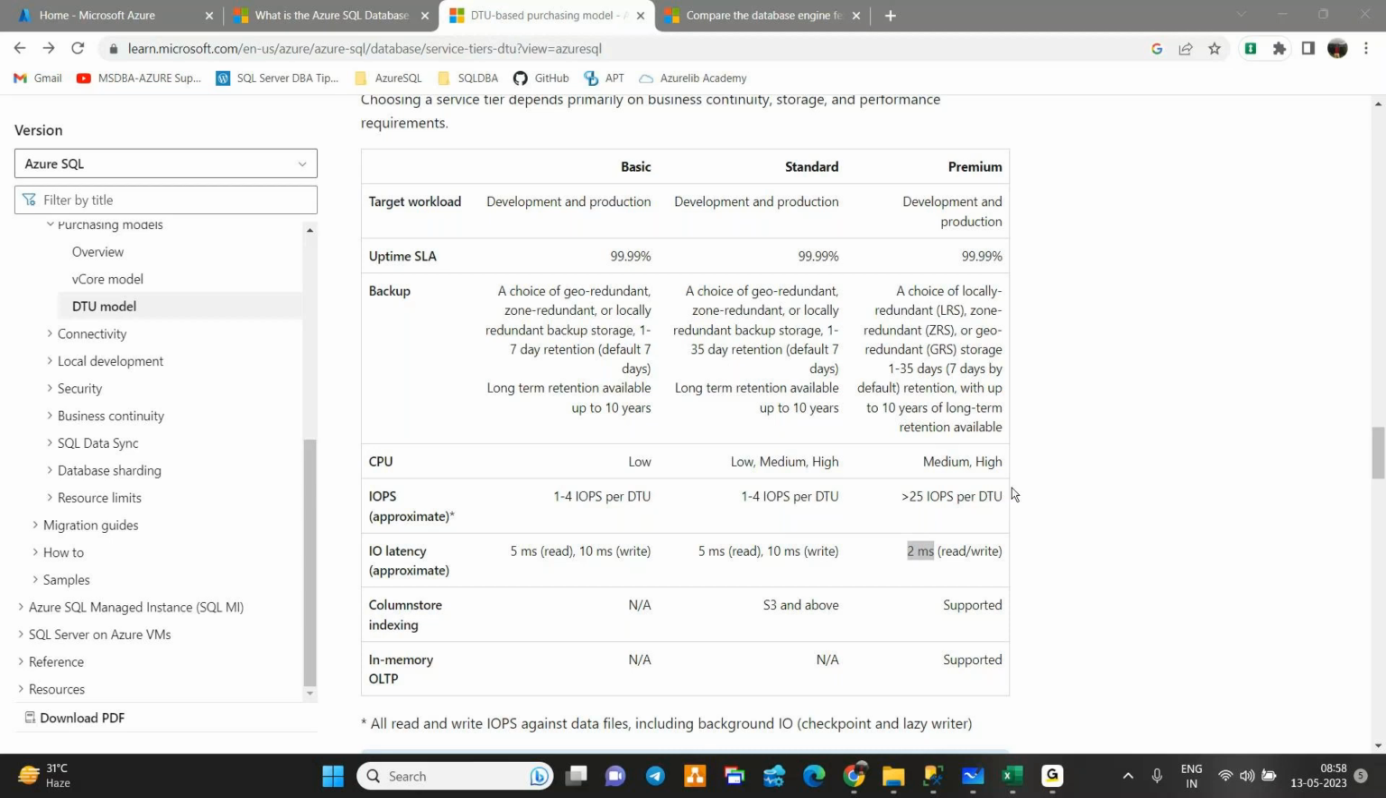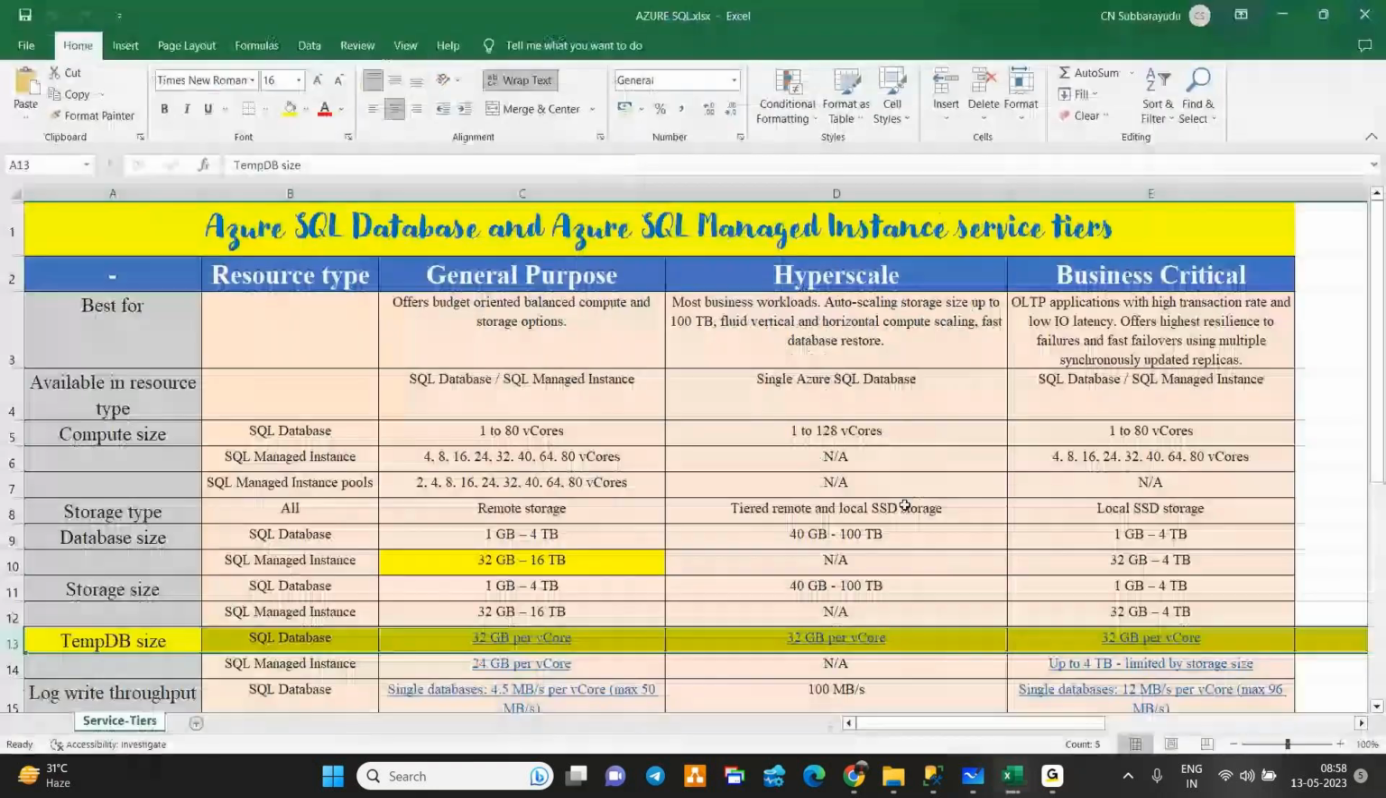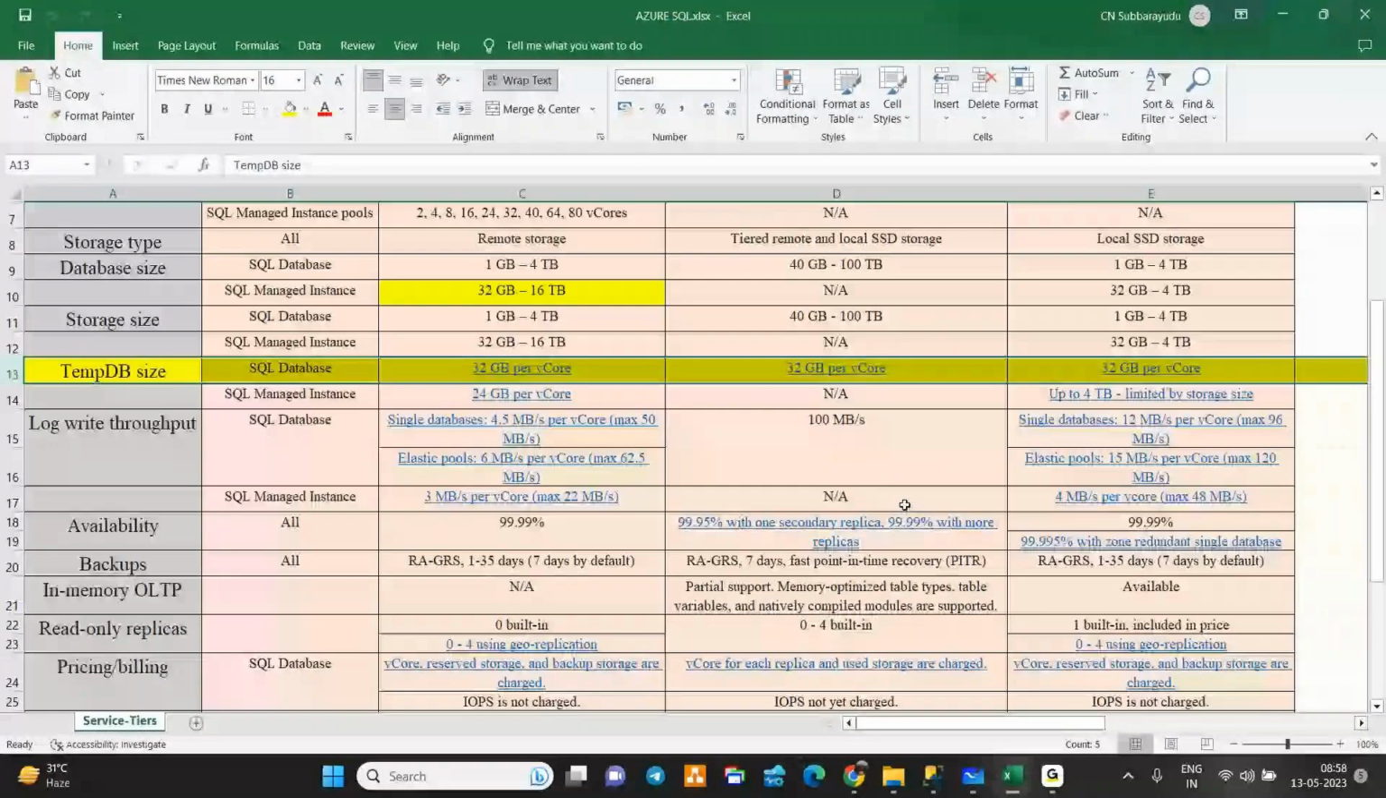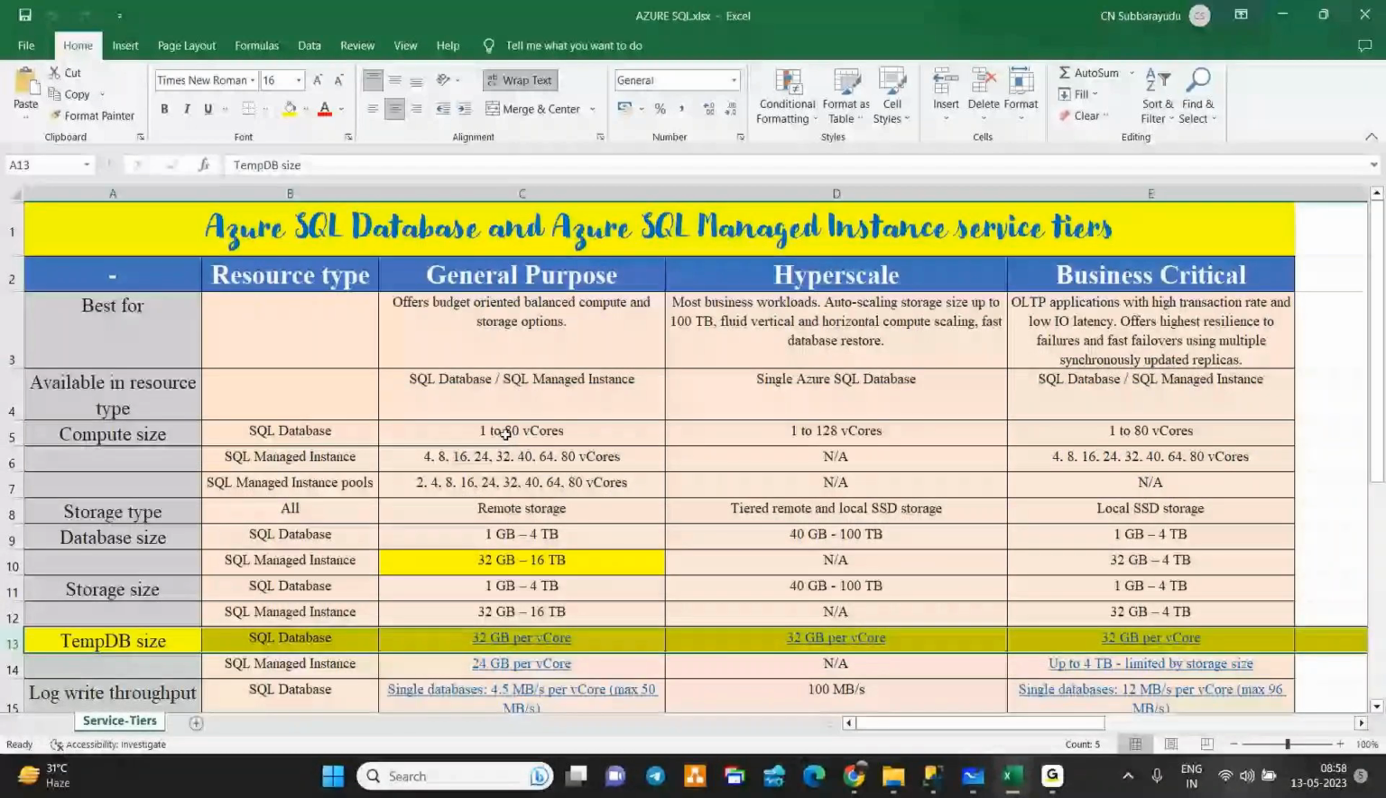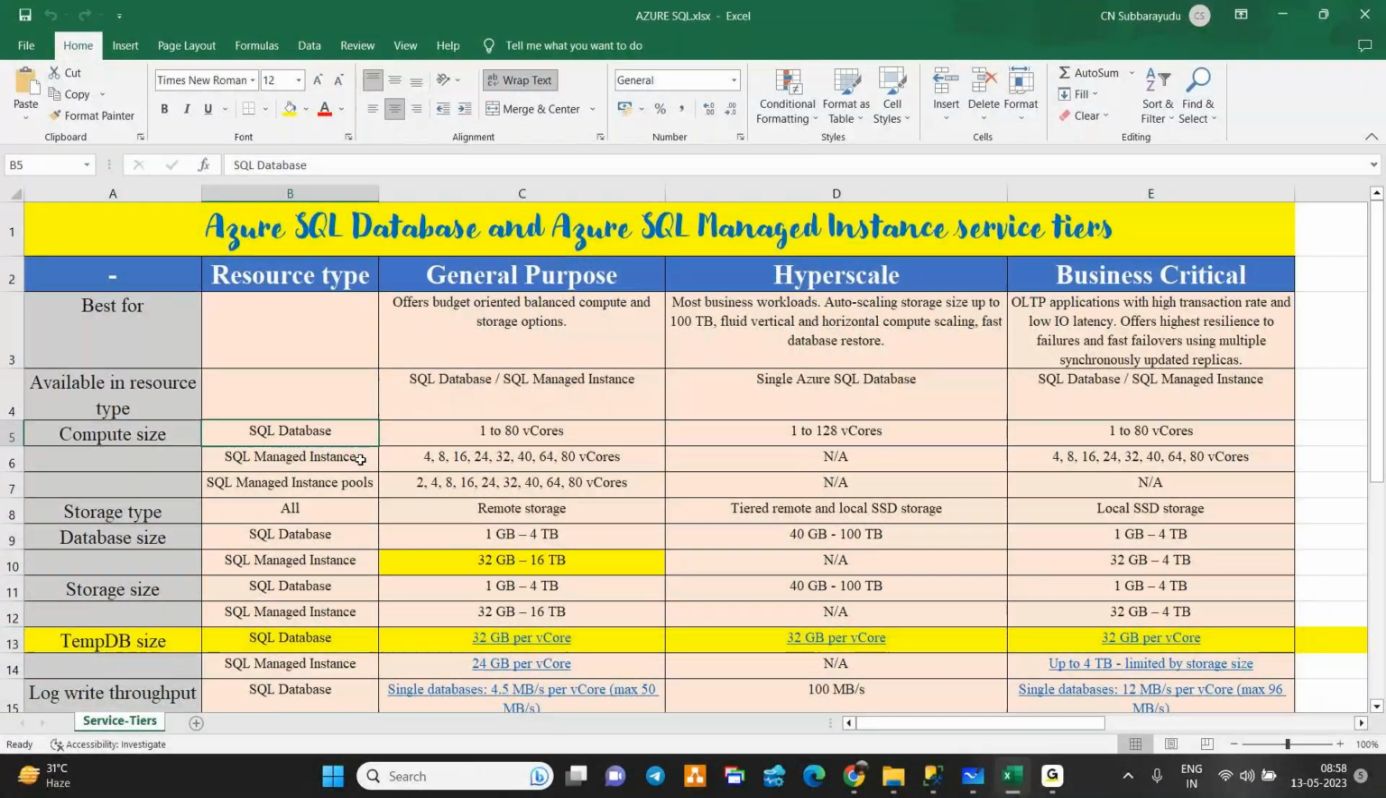Whenever you get a chance, just read this Excel sheet, sir. I made everything here, whatever information, all of it is available. How many cores you will get in Azure SQL Database, how many cores you will get for MI, and the storage, where the storage is, and your database sizes. Managed instance sizes, storage sizes, all this I explained, sir. Everything I made here. You can refer to it whenever you have time.